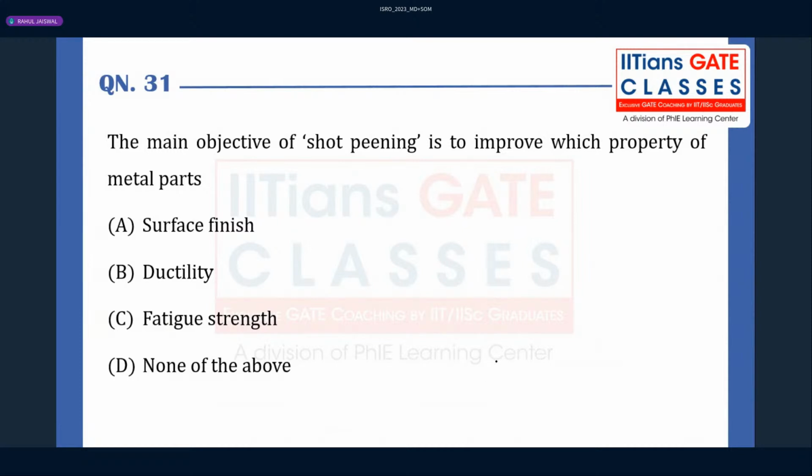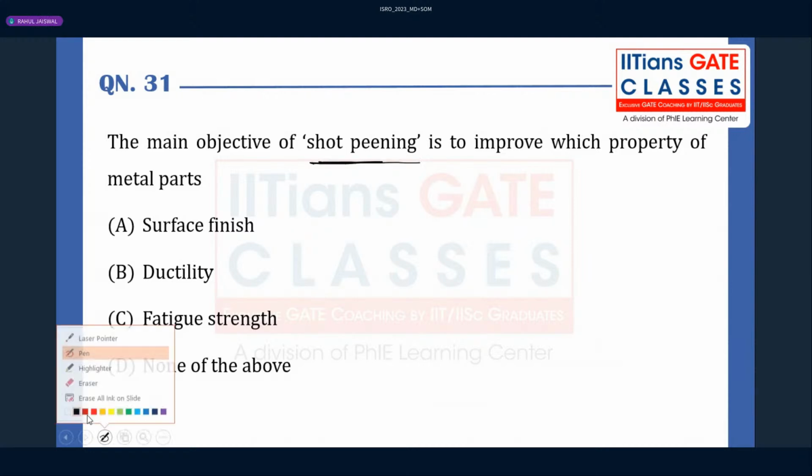When you look at the options, you have properties like ductility and fatigue strength, or it can be none of the above, like other properties such as elastic strength. When you look at the objective of shot peening, the basic purpose is to increase the fatigue strength of a particular metal, right?